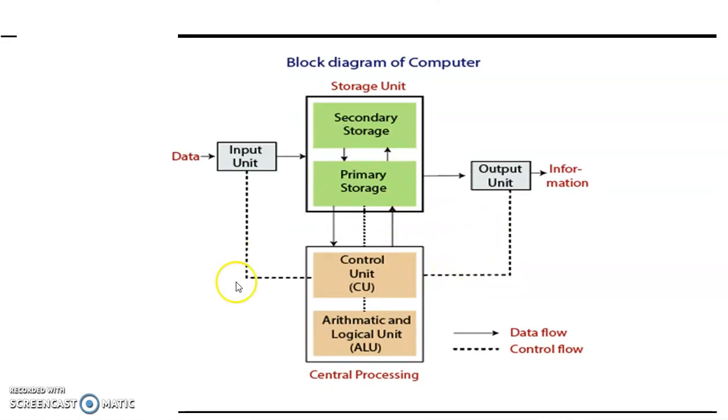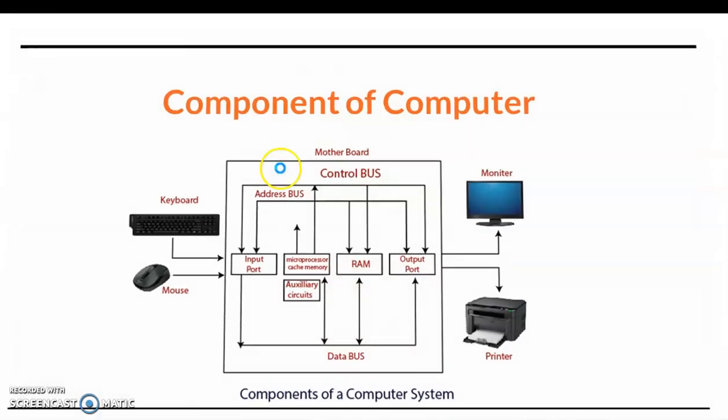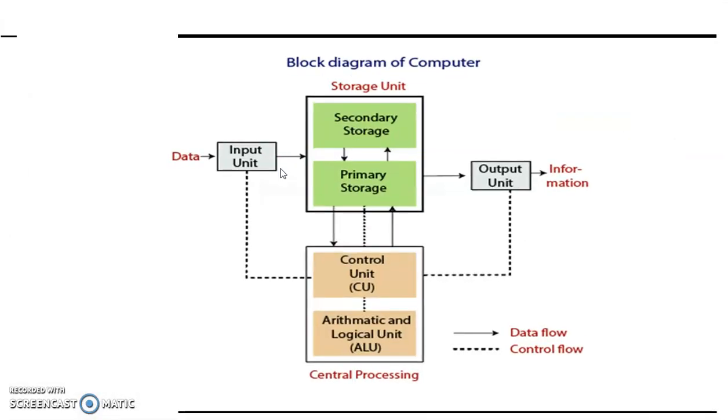Over here you can see that there are two kinds of arrows: solid arrows that represent a data flow, whereas the dashed arrow, with its dashed line, represents a control flow. That means, for example, control is passed from input unit to the CPU unit, from CPU to the output unit. So majorly there are four portions: input unit, output unit, CPU unit and storage unit.